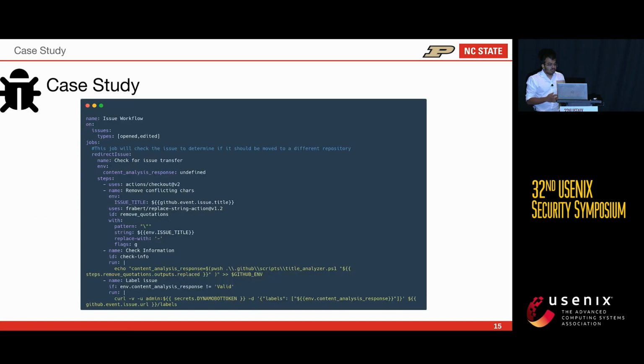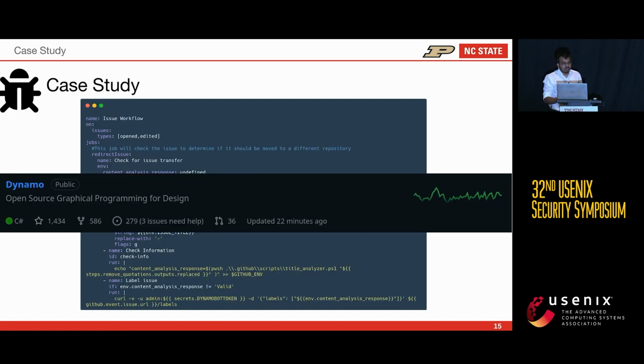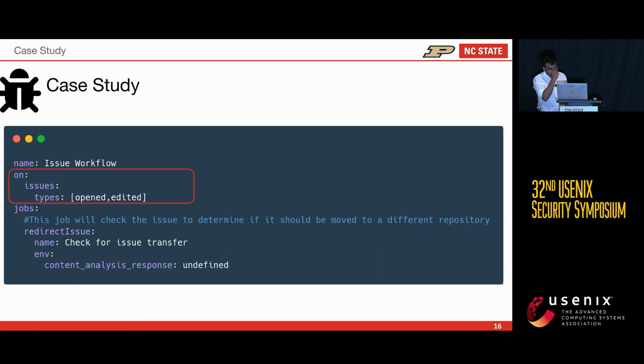So now let's look at an interesting vulnerability that we discovered. ARGUS found a high impact vulnerability in one of the popular open source repositories called Dynamo, which has over 1,500 stars. Now let's look at the vulnerable workflow. As you can see here, the workflow is set to run on the creation of issues. And it does not define any permissions, which means that when the workflow runs, it has access to secrets as well as a read-write GitHub token.